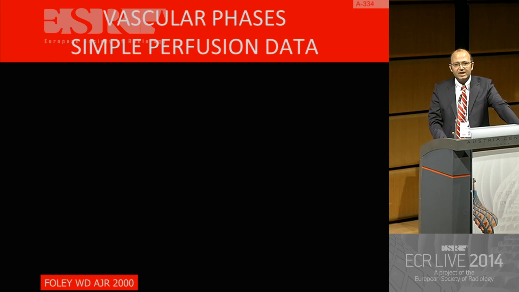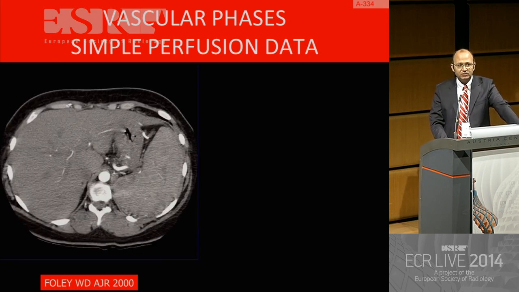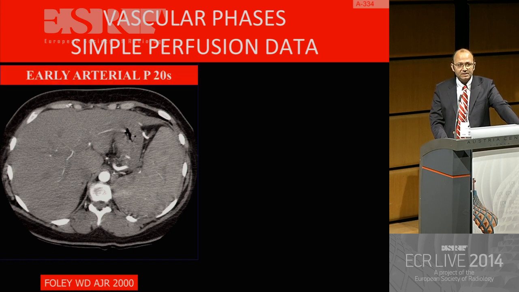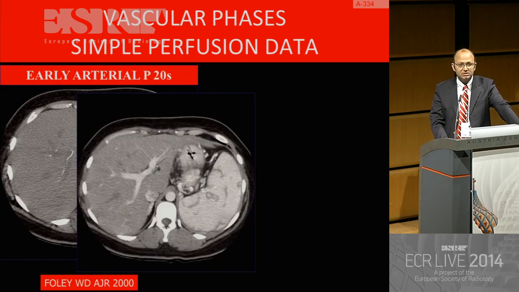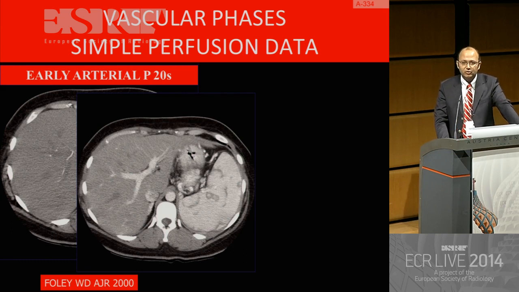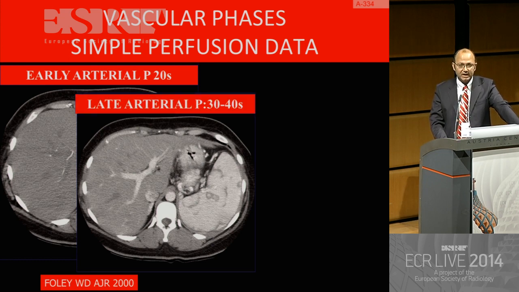So what are the vascular phases? I was lucky because in my early career, I was able to work with Dr. Foley, and he wrote this seminal paper in AJR in 2000. And he showed that there can be certain different phases in the liver. The first phase was early arterial phase. This is the phase where we see the hepatic artery, and this is approximately 20 seconds after the contrast injection. The next phase is the late arterial phase. This time we see the hepatic artery and the portal vein, but there's no contrast in the hepatic veins. So this is approximately 30 to 40 seconds after the injection.